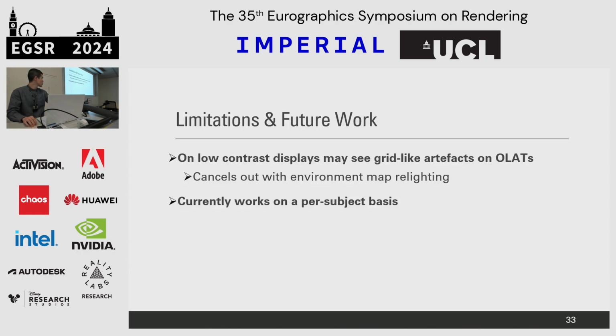And also our work currently works only on a per subject basis. So to relight a subject, we will need to go through the capture sequence and retrain a model that works only for the particular subject. And it'll be interesting if we could, say, capture more subjects and have a cross-subject reflectance model in the future.